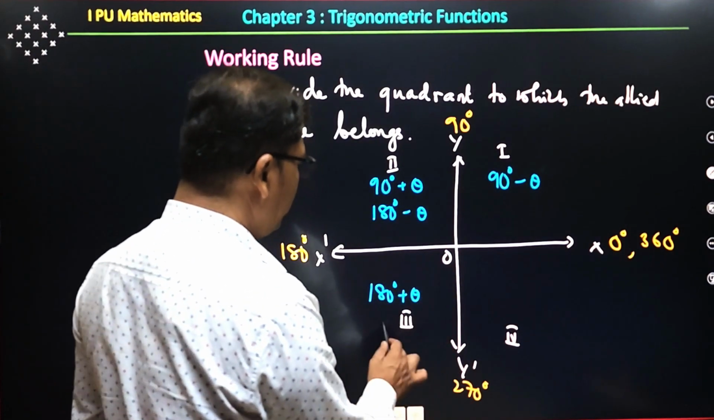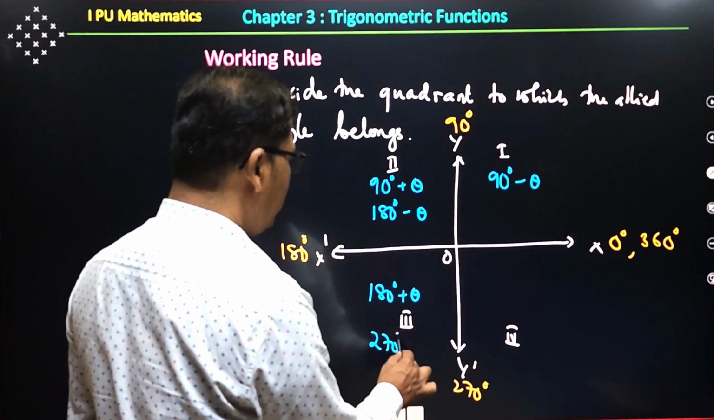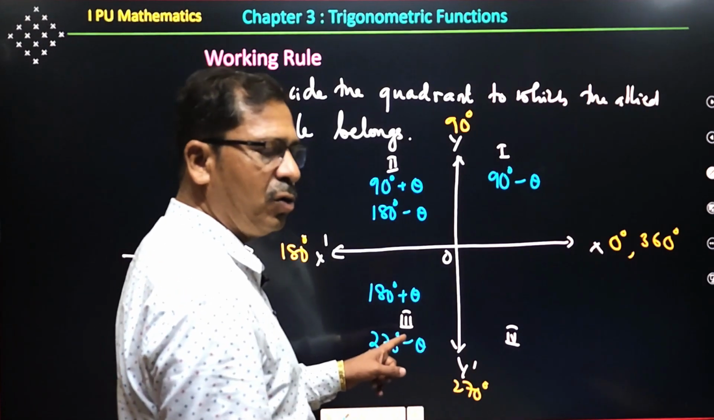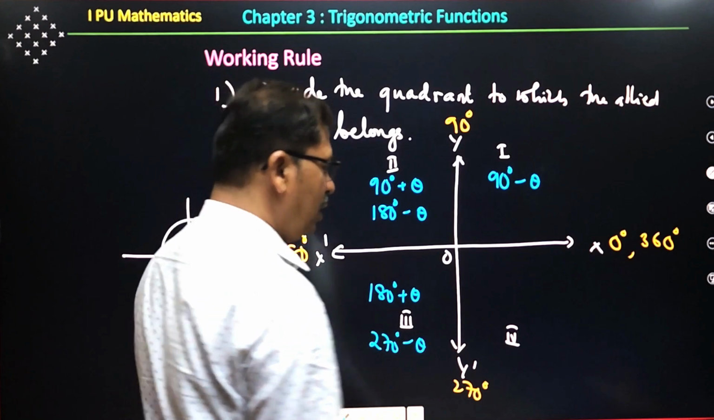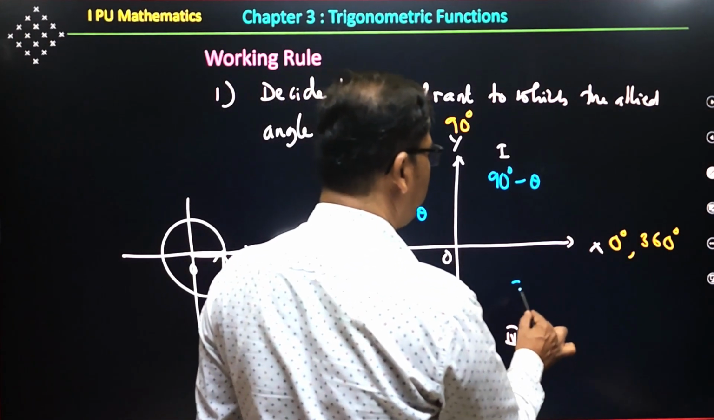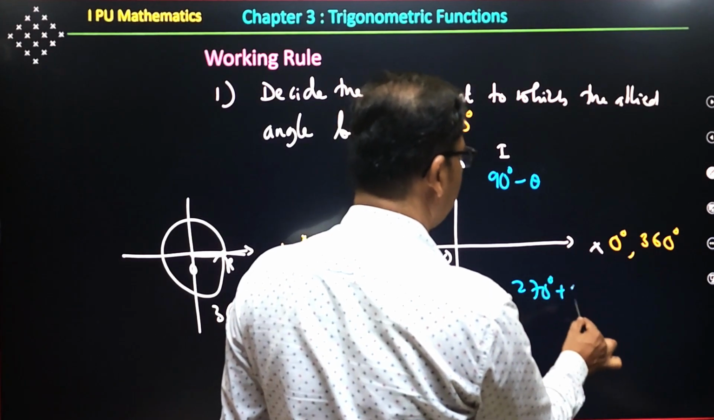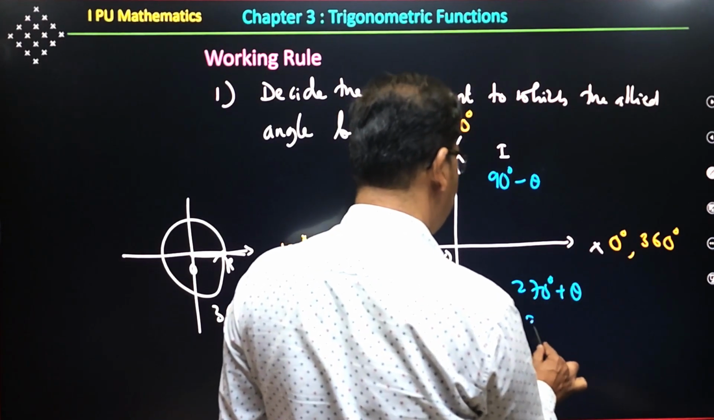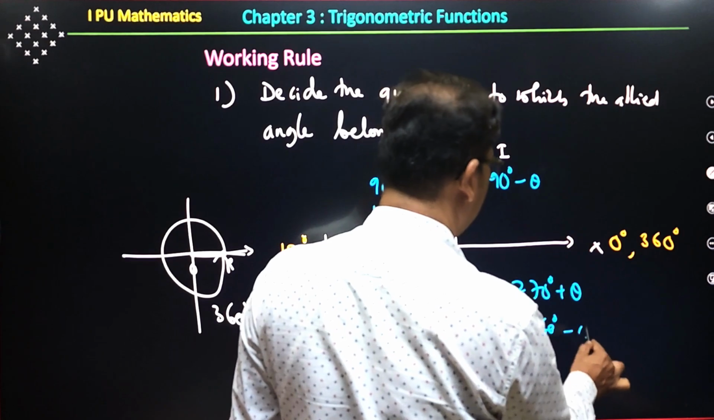Anything less than that, 270 minus theta, also comes in third quadrant. So in fourth quadrant, beyond 270, that is 270 plus theta, and then this is 360 minus theta.